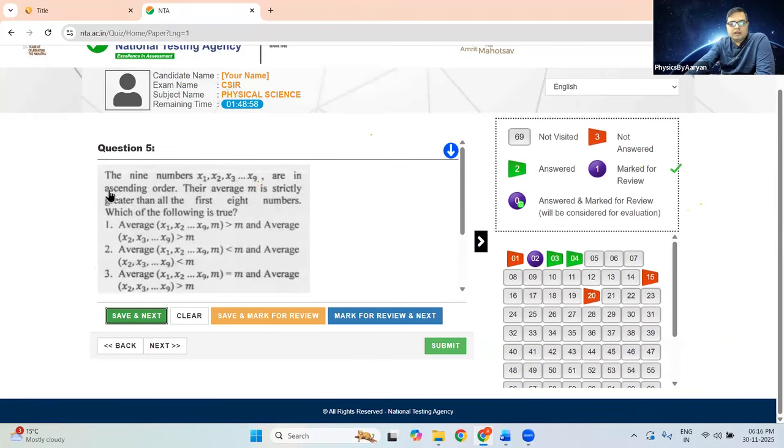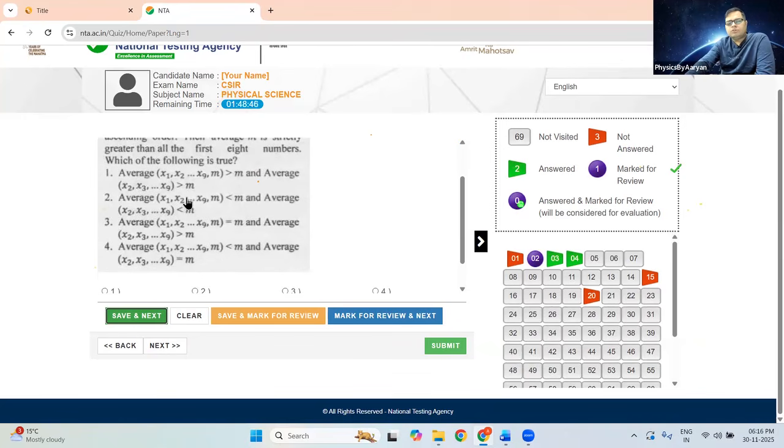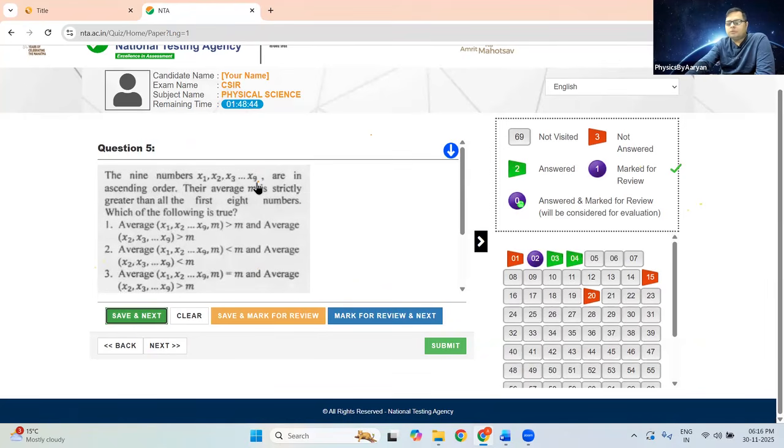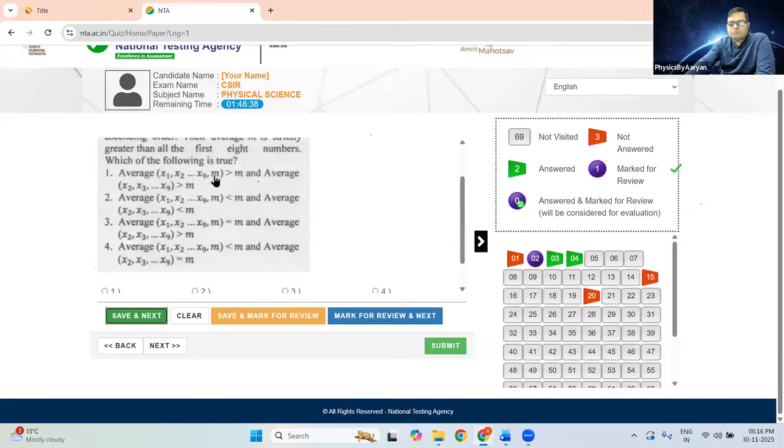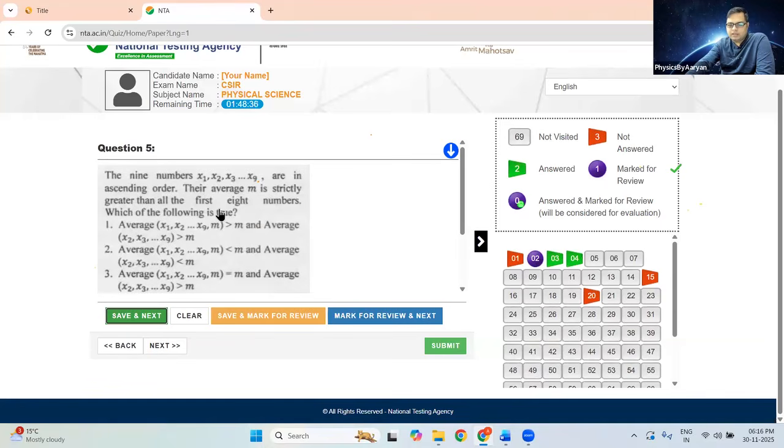Okay, now here again, these kinds of questions: 9 numbers are there in ascending order. Their average M is strictly greater than all of the first 8 numbers. Which of the following is true? In such questions, you always try to assume some numbers. Okay, let's assume some numbers and try to build a basic idea. Also, you may think that you can do this question, but you don't have a clear idea in mind.